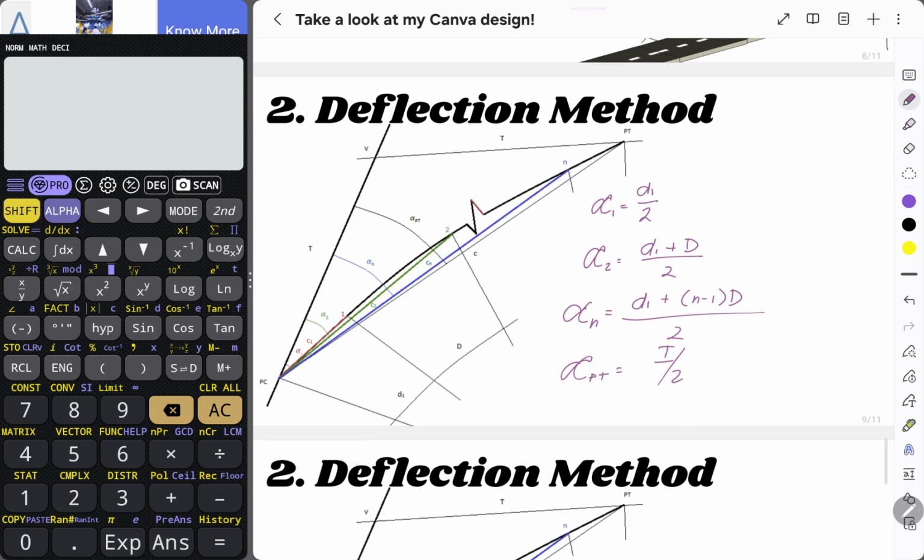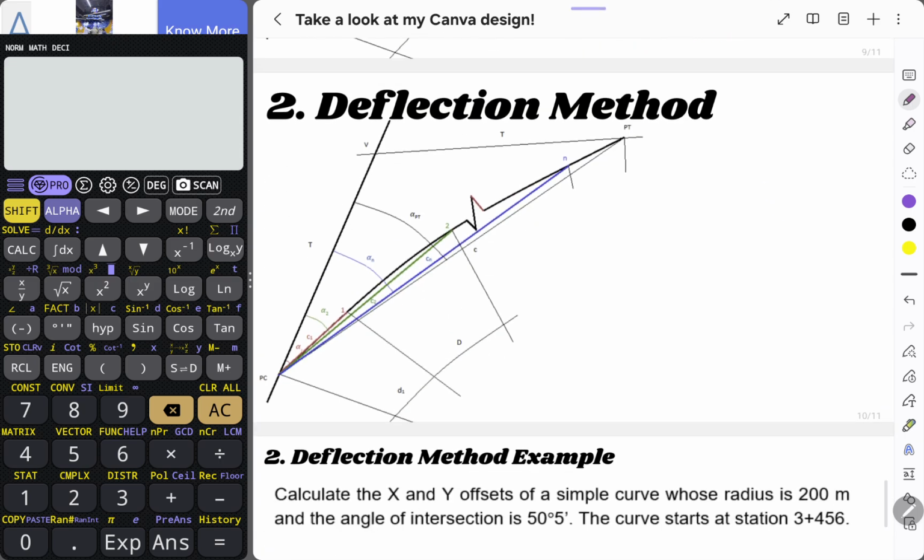Para naman sa chord natin, so, yung chord naman. So, kung ito, alpha, angle, yung chord na, yung haba dito. So, para sa chord, C is equal to 2R sin alpha. So, C1, 2R sin alpha 1. Si C2, 2R sin alpha 2. C3, ganon din siya. And so on and so forth.